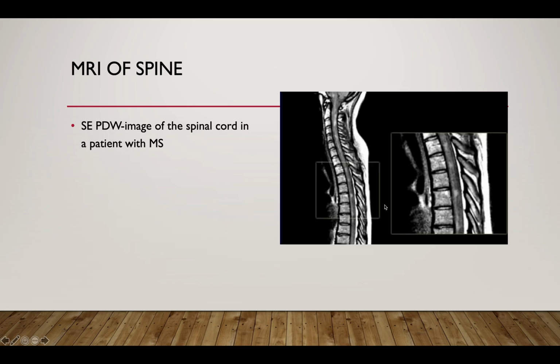And we have here the MRI of the spine, an image of the spinal cord in a patient with MS. As we see here, this is a zoom of this area. There are multiple plaques or lesions, separated in the spinal cord. This is one, this is one, this is one, this is maybe one.